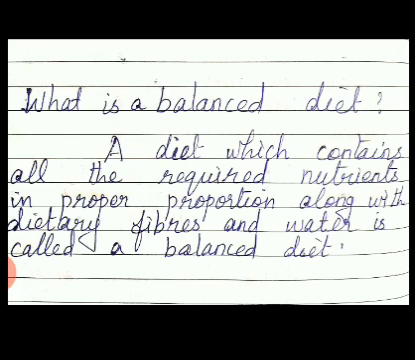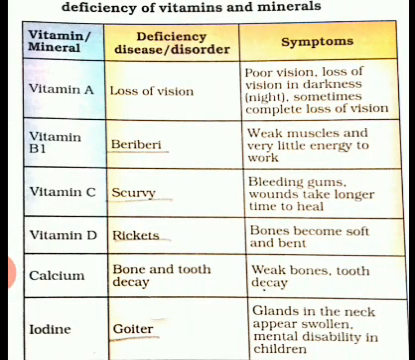A person may be getting enough food to eat, but sometimes the food may not contain a particular nutrient. If this continues over a long period of time, they suffer from deficiency diseases. So, diseases that occur due to lack of nutrients over a long period are called deficiency diseases. Here are some diseases caused by deficiency of vitamins and minerals.